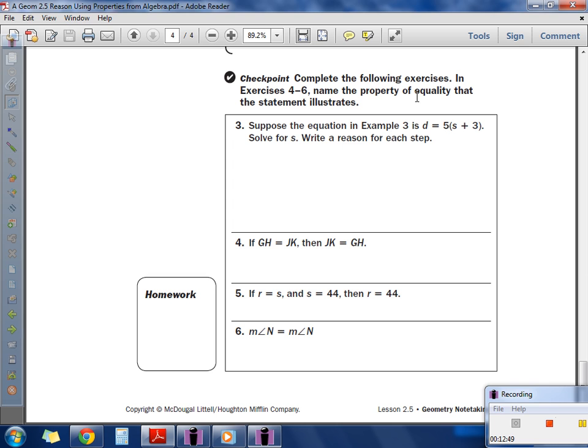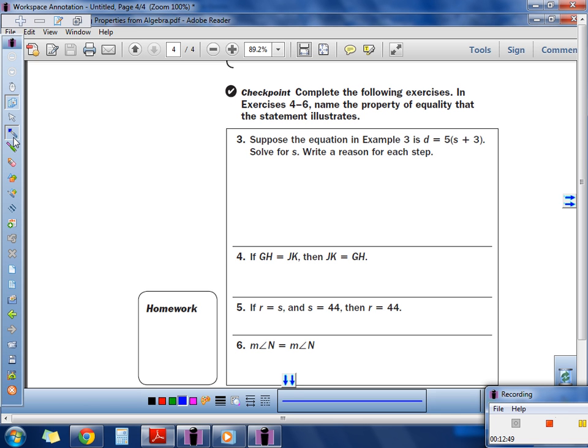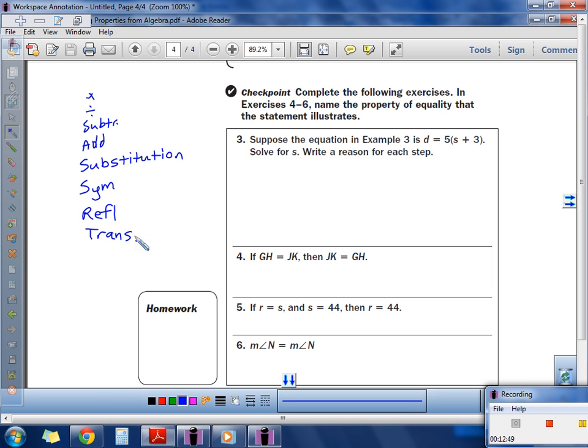What are some of those properties of equality that we did earlier? We did substitution. What else? Addition. Addition, subtraction, division. I like those. These are the ones we'll be using. Symmetric, reflexive, transitive. So I'm just kind of giving you a word bank. I want you to list out the whole property though, the whole property on each of these. I'll give you a little bit of time. Go ahead.